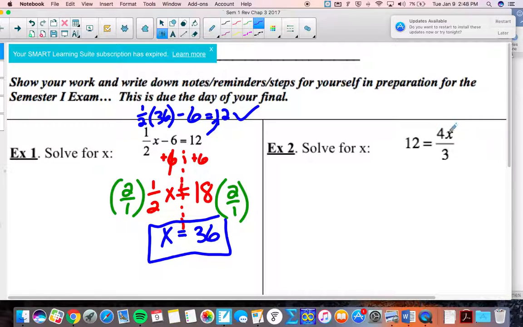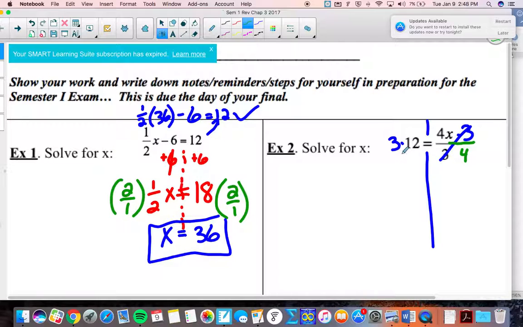Example 2, looks like x is on the right. It's getting divided by 3 and multiplied by 4. You could do this in 2 steps or just 1 step. To undo dividing by 3, we would multiply by 3. So you could do that right now. So I would get 4x equals 36. And then to undo multiplying by 4, we will divide by 4.